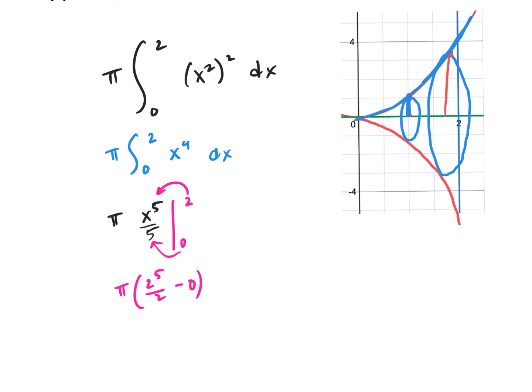What is 2 to the fifth, if this was multiple choice? 16? No, 32. Oh, over 5. Thank you, Chloe. 2 times 2 is 4, times 2 is 8, times 2 is 16, times 2 is 32. So we'd have 32 pi over 5.